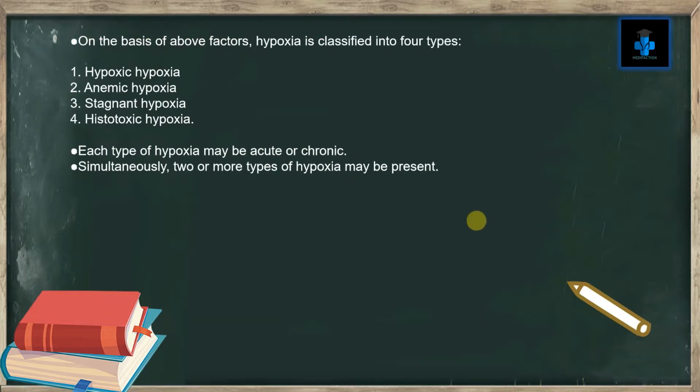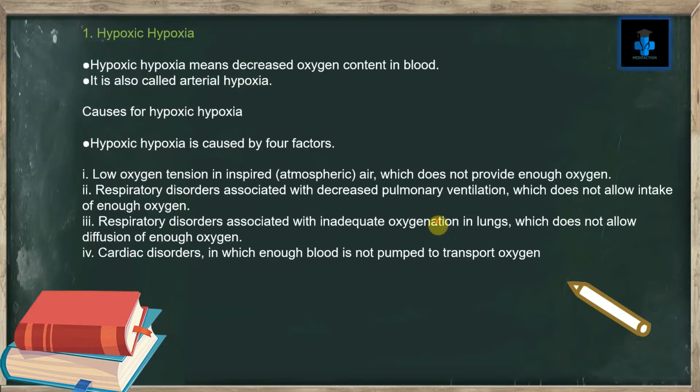On the basis of the above factors, hypoxia is classified into four types. Number 1, hypoxic hypoxia. Number 2, anemic hypoxia. Number 3, stagnant hypoxia. Number 4, histotoxic hypoxia. Each type of hypoxia may be acute or chronic. Simultaneously, two or more types of hypoxia may be present.